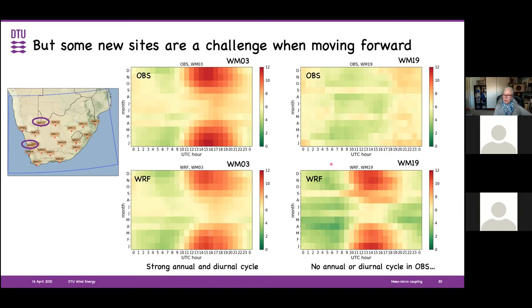But then we have a very strange site, which is WM19 here, where the observations show no diurnal cycle and no annual cycle, and WARF insists on showing that. And at the end, we want to move forward from this downscaling to use not only the climatology, but being able to predict these variations in a year and the time of the day, which are important for power system studies. So we need to get them right as well.